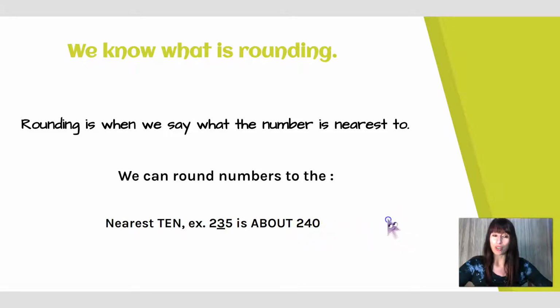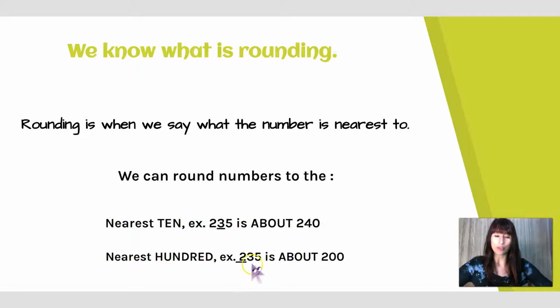We also learned how to round to the nearest 100. For example, 235 is about 200. And as you can see here, I underline 2 because I'm rounding to the nearest 100, so I'm looking for the hundreds place. And when I look to the number on the right, I see number 3, which tells me 4 or less, let it rest. And so the number I rounded it to is 200. I rounded it down. Very well.